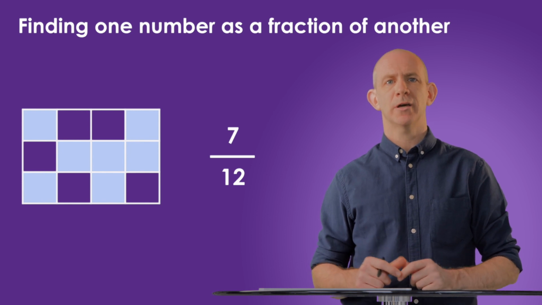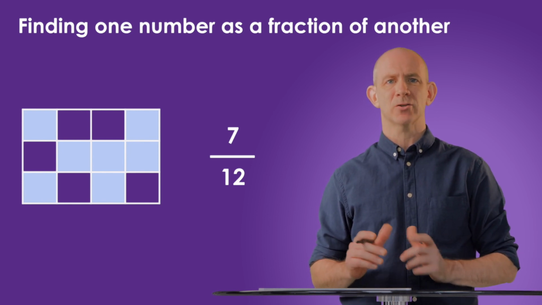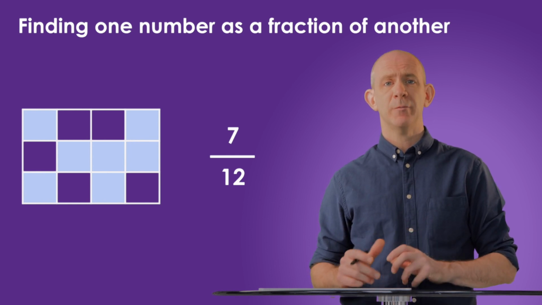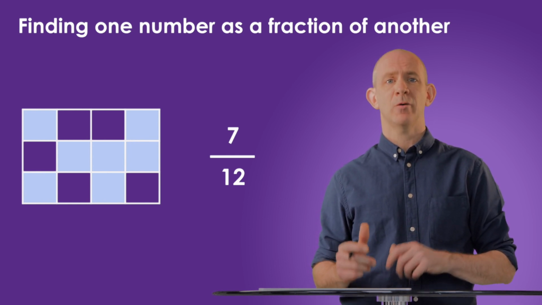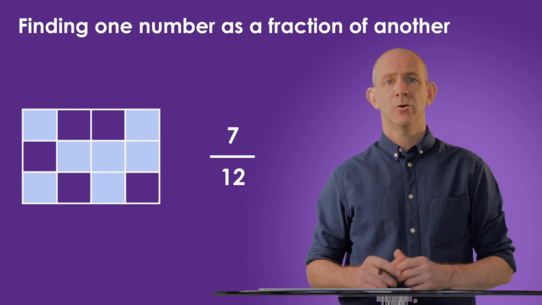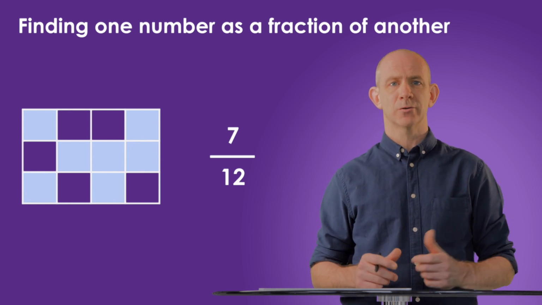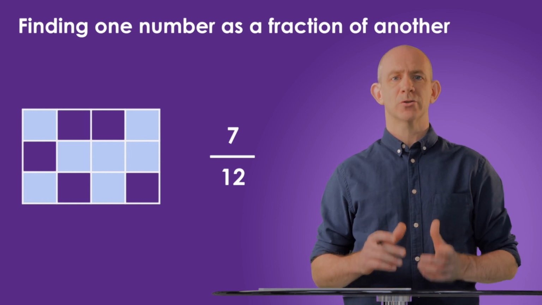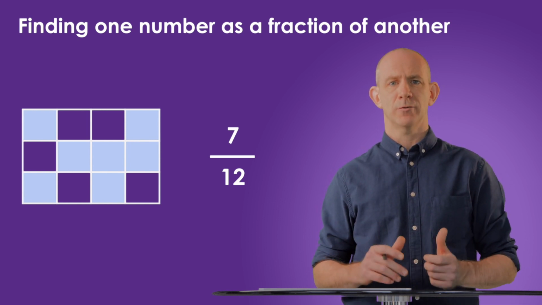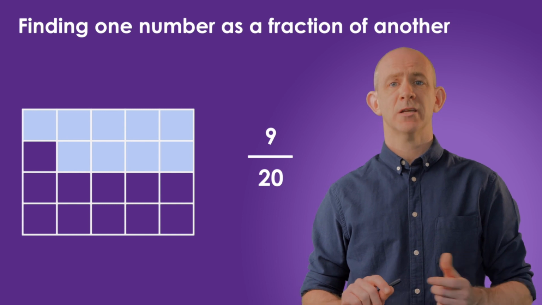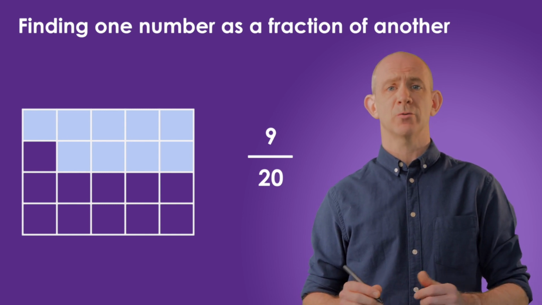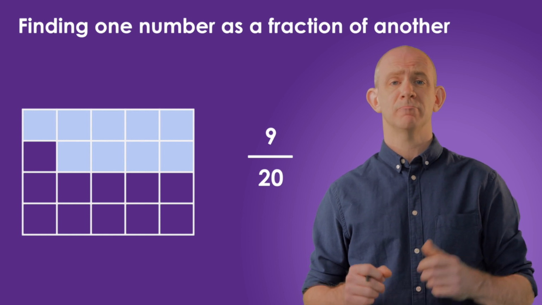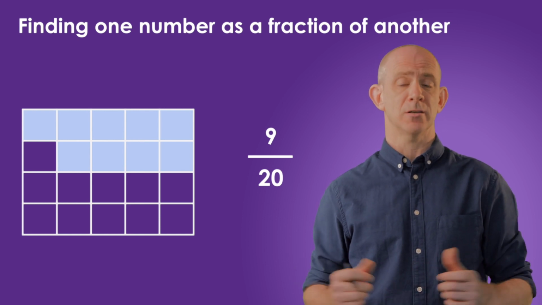Now we're going to look at how you would find one number as a fraction of another, and we can do this very simply if we look at this picture here. How many squares are there compared to how many there are coloured? Well, as there are 7 out of the 12 squares that are coloured, this means that we could say the fraction of coloured squares is 7 over 12. On this next one, we can see that the total number of colour squares is 9 out of 20. Therefore, the fraction of colour squares is 9 over 20, or 9/20.